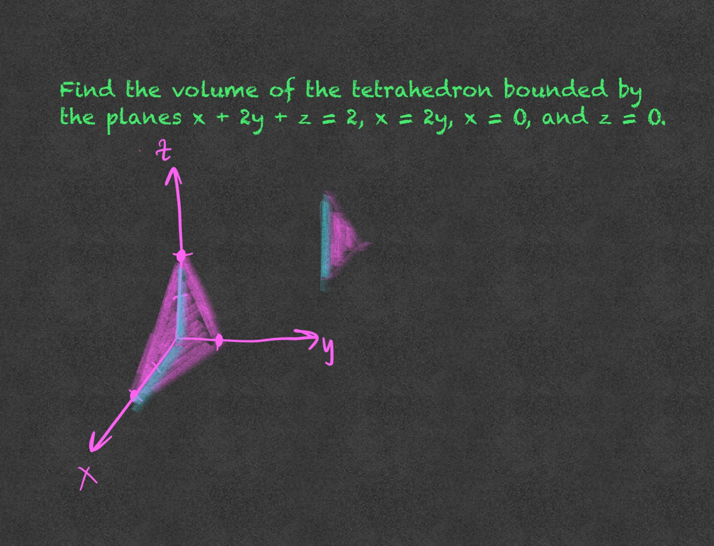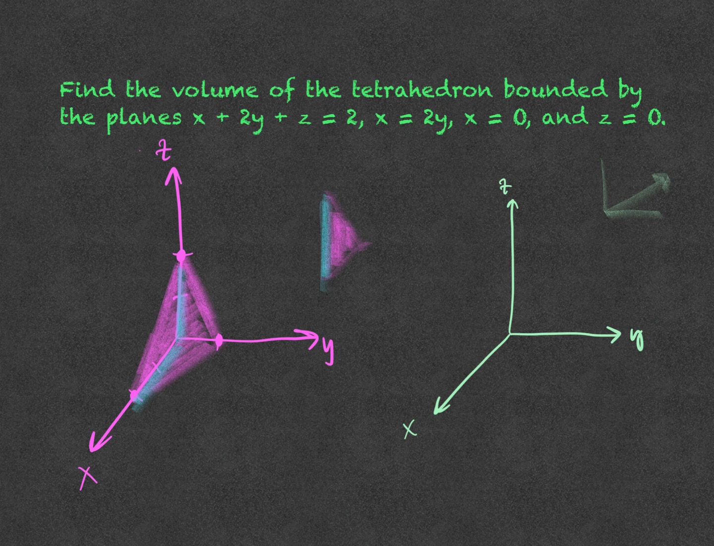That was the first one, x plus 2y plus z equals 2. And then the second one is x equals 2y. I don't know if I can put this on the same one. If you think about x equals 2y, it's the same thing as y equals 1/2 x. It's a line that looks about like this in 2D.